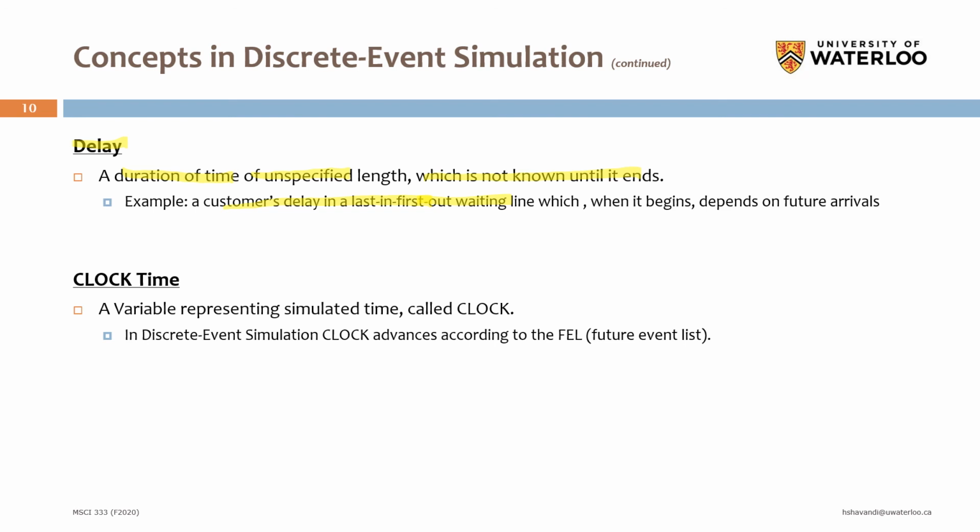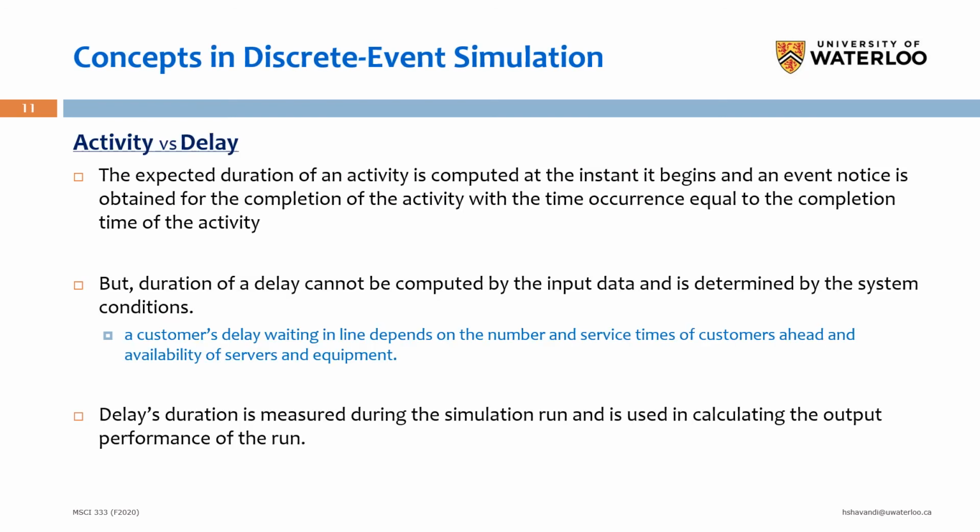Okay, and the clock here is a variable we assume for simulation time, and we call it clock. In DES, usually we advance the clock by the time of the events in the future event list. As a comparison between activity and delay, for the activity, when it begins, we can calculate its duration, so its end will be obtained at that time. But for the delay, it's impossible to calculate its duration based on the input data.